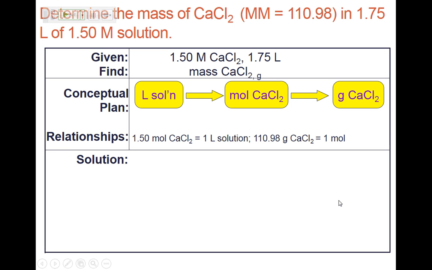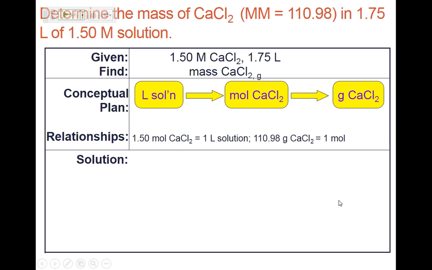So I have a 1.5 molar solution, so I have 1.5 moles of calcium chloride for every liter of solution. And I also know I have 1.75 liters of solution. That means I have more solution than my molarity. I expect to have slightly more moles. So I already have some concepts that I can figure out with this.